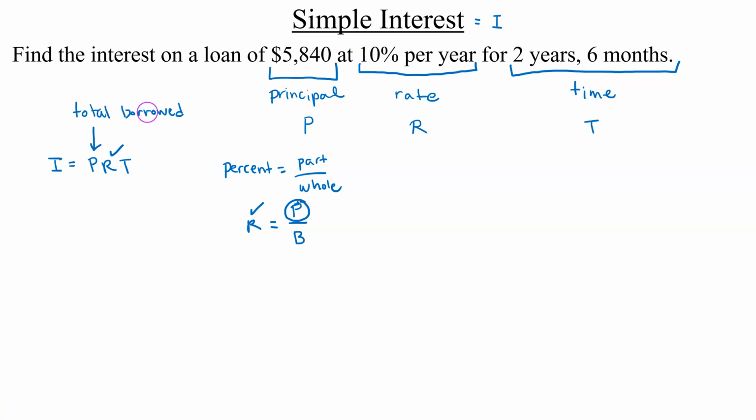So in our problem here, we are looking to figure out what is the interest on our loan. We know the principal is $5,840, so that's the total amount we borrowed. The rate is 10% per year. So each year we owe this money plus 10% of this money. And then the time is the length of time we have until we need to pay it back: 2 years, 6 months.